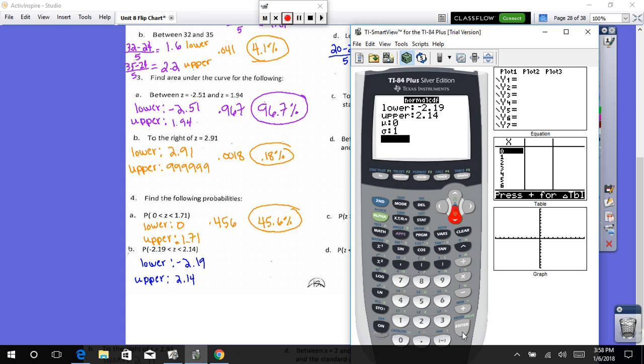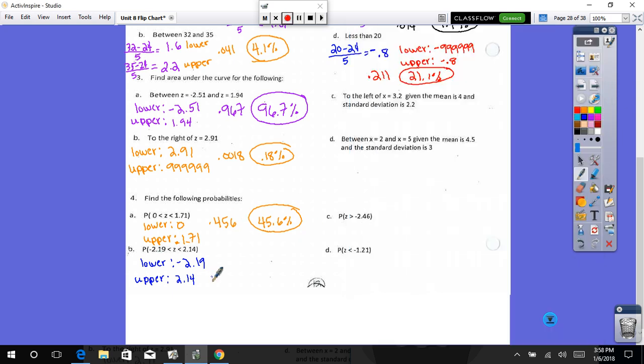Y'all are probably way ahead of me because y'all's calculators are way faster than this one. This one is sensitive, so I have to be careful. Okay, so 0.969, which let's basically just give him 97%. If I was grading tests, that's what I would give you.